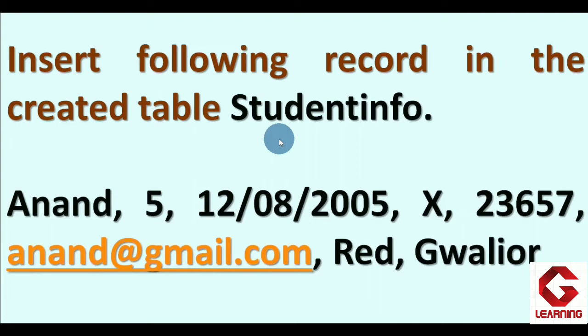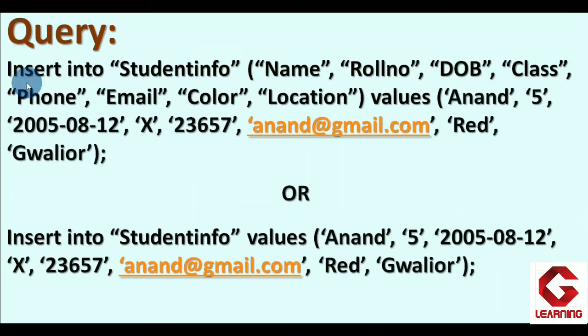So here the insert command for this is, first of all, as we are going to use the insert command, we have to write insert, after that into, and after the into we have to mention the table name in double quotes. As I am going to enter this record in the student info table, student info is there in double quotes. Then in the small brackets, opening and closing, all the columns or fields of the student info table are mentioned: name, roll number, DOB, class, phone, email, color, location. Thereafter the small bracket is closed, then we have to mention values, and thereafter in small brackets, opening and closing, all the values are provided here.